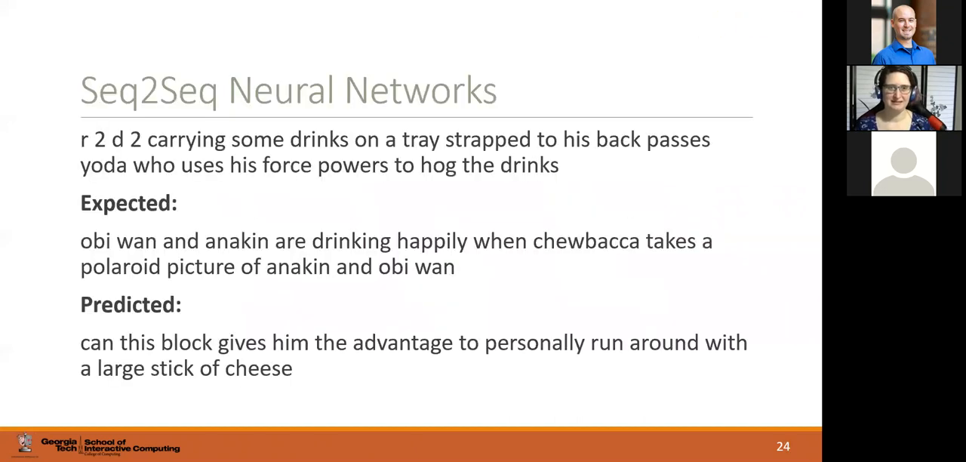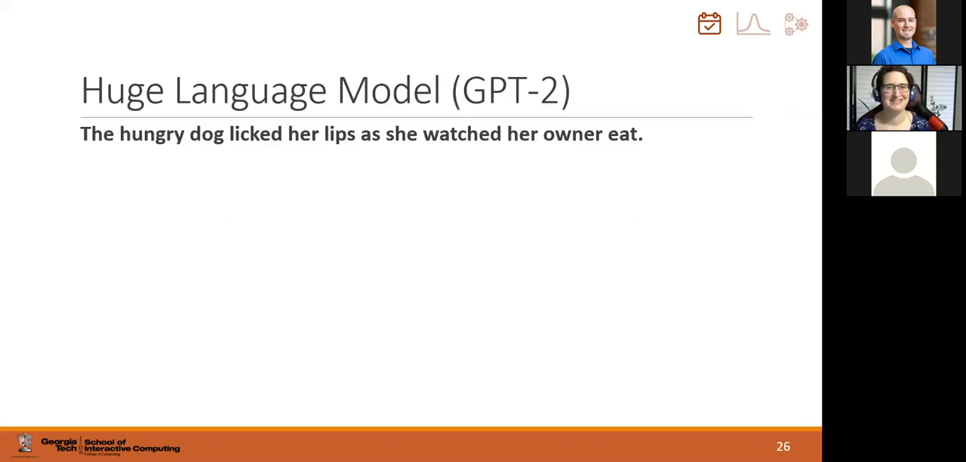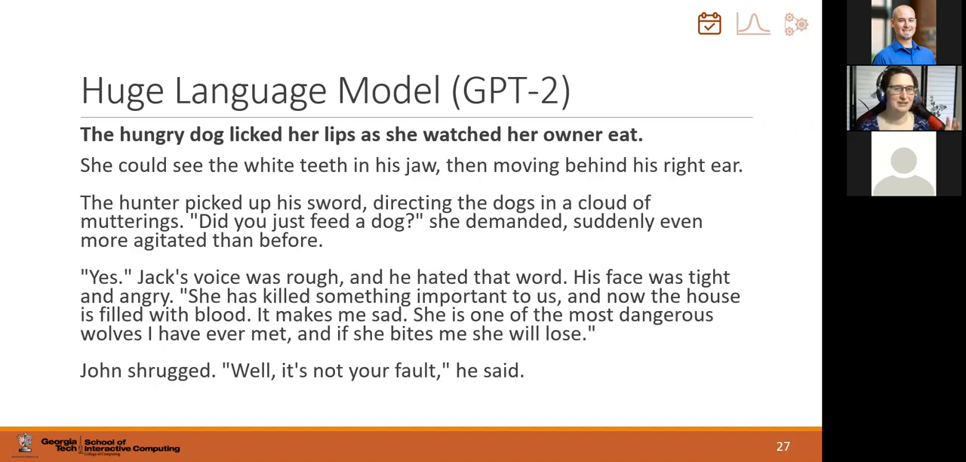So back to this example about running around with a large stick of cheese, you might be wondering, well, what? It's been a while since I've given my defense. So yes, here's my GPT example. This is when I actually ran it through Talk to Transformer. This was the first time I actually played with it, and the first sentence I put in was, the hungry dog licked her lips as she watched her owner eat. And then I get this really interesting story, but as you can see, it drifts off topic a little bit and loses track.